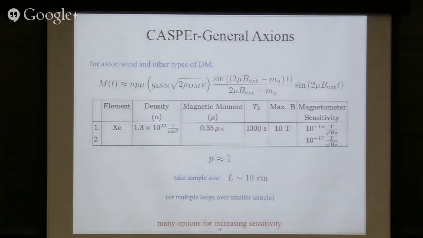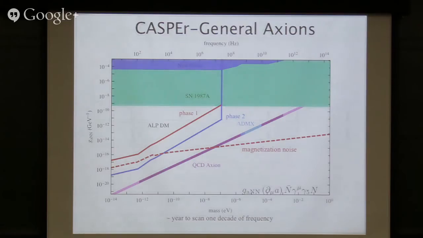So just to give you a brief idea of the kind of parameters we're thinking about, this would be a search for general axions. We're thinking about liquid xenon, let us say, a sample size of about 10 centimeters, and let's say we happen to polarize all of the liquid xenon. That's the kind of thing that we're thinking about. And we use a couple of different kinds of magnetometers, 10 to the minus 15 Tesla, 10 to the minus 17, assuming something gets better. Phase one.